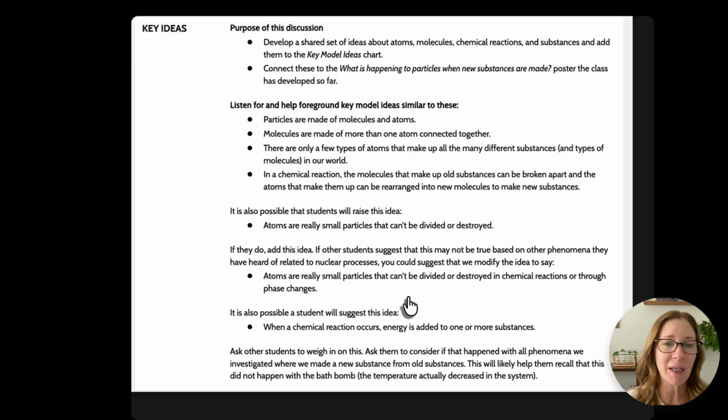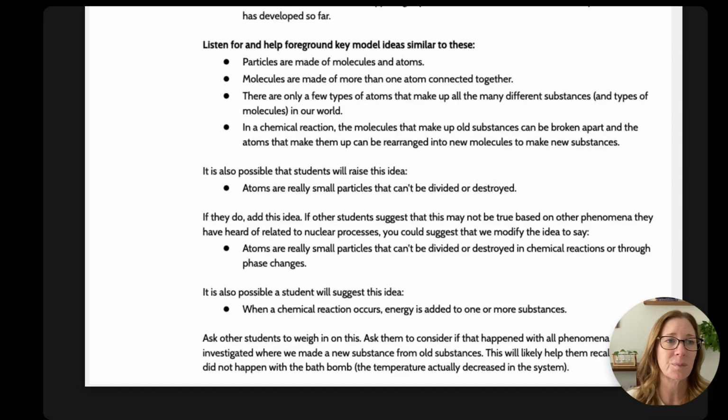Basically, particles are made of molecules and atoms, and molecules are made of more than one atom connected together. There are only a few types of atoms that make up all the different substances. And in a chemical reaction, the molecules that make up the old substances can be broken apart and rearranged to make new molecules of new substances. Those are the big ideas for the entire unit.